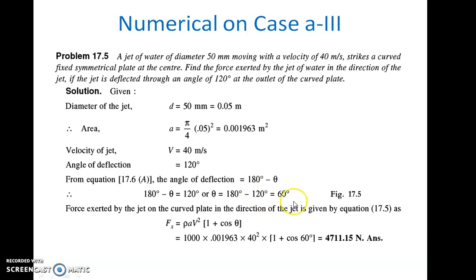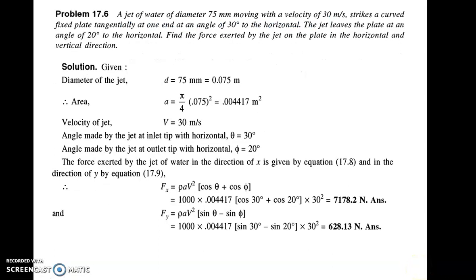So theta is 60 degree, and we have the formula for the curved plate, with the jet striking horizontally, as rho a v square (1 plus cos theta). So simply you calculate area, velocity is given, theta is 60 degree, so you will get Fx is equal to 4711.15 Newton.